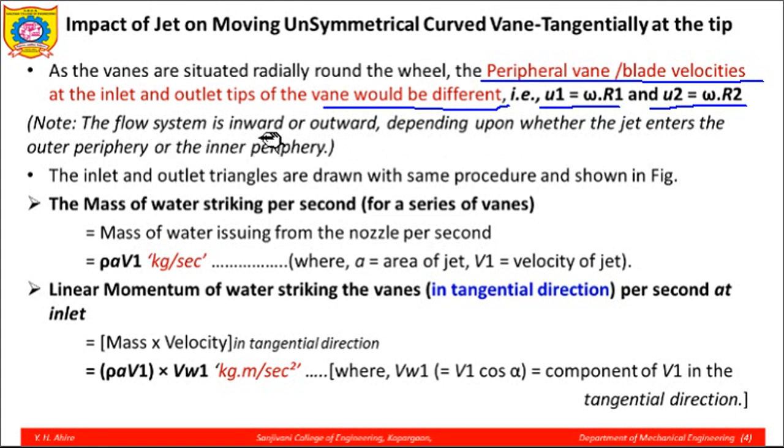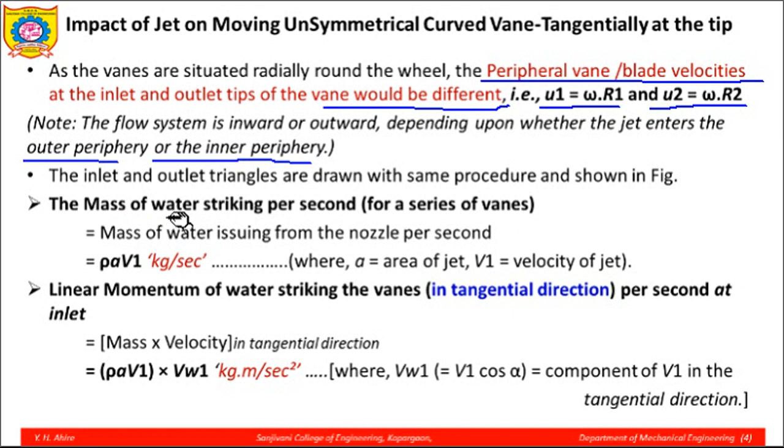The flow system is inward or outward depending upon whether the jet enters the outer periphery or the inner periphery. This I just now explained. The inlet and outlet triangles are drawn with the same procedure as explained in the earlier lecture and shown in the figure.